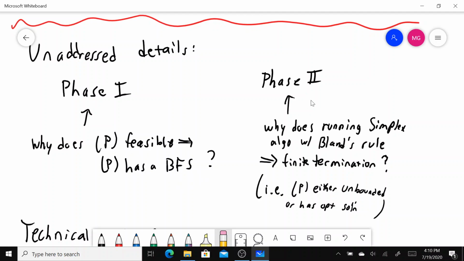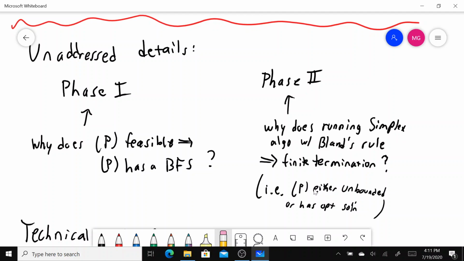And the other thing that we're taking for granted is in phase 2, which is why is it that when we run the simplex algorithm with Bland's rule, which is that convention of whenever there are multiple indices that satisfy a particular criterion, always take the smallest index possible. So that's the convention you use for the simplex algorithm. When you use that convention, why does that automatically imply finite termination?